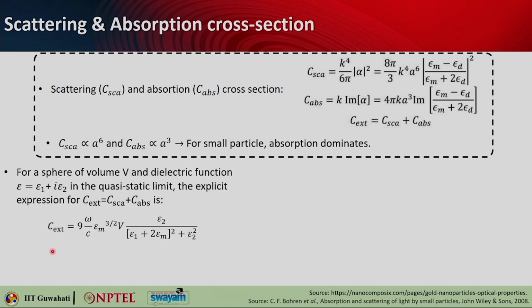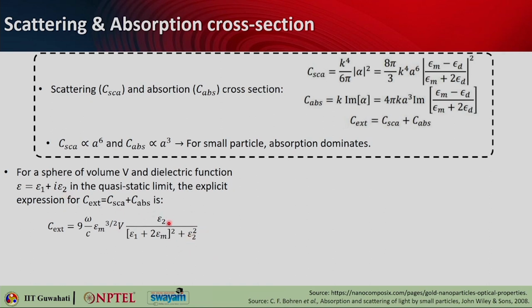Fine. So, you can also write it down like this. If you take a sphere of volume V which has a metal permittivity given as epsilon 1 plus i epsilon 2, within the quasi-static limit you can write a simplified formula for the scattering cross section as 9 omega over c times epsilon m to the power 3 by 2 times V, and then this particular ratio.